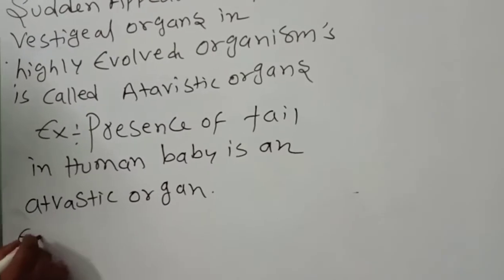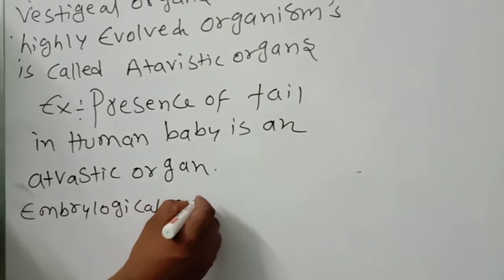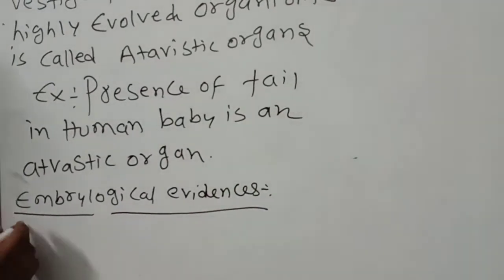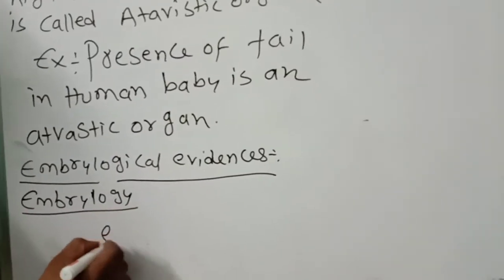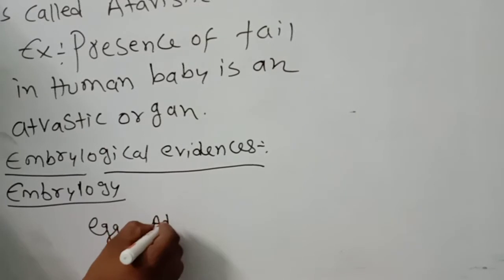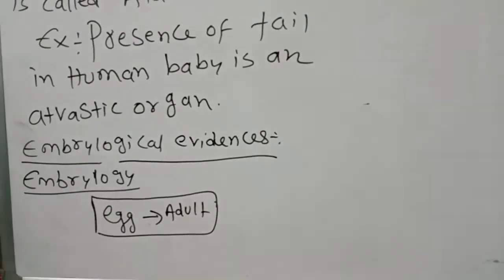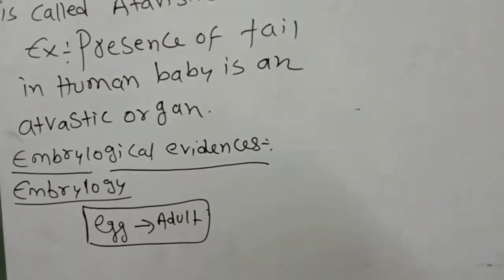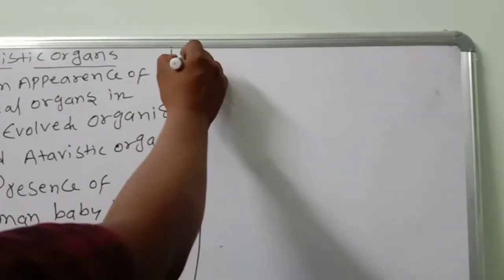The next concept is embryological evidences. What are embryological evidences? We are going to discuss. First of all, before going to embryological evidences, what is embryology? This one we have to study. From egg to adult, any individual organism, how many stages are there? All those stages in the egg, morula, blastula, the detailed study is called embryology.